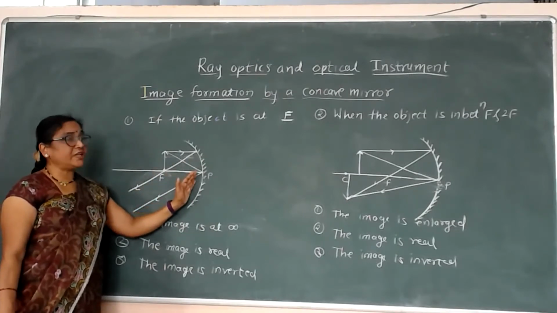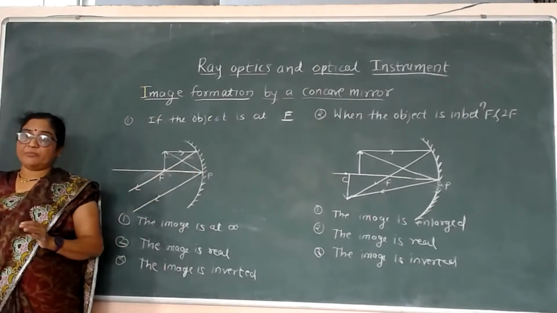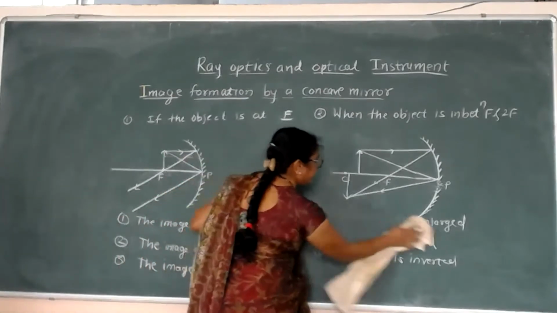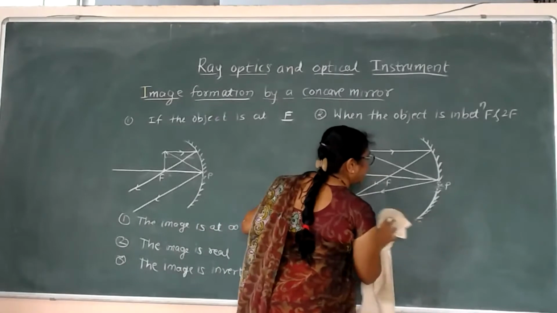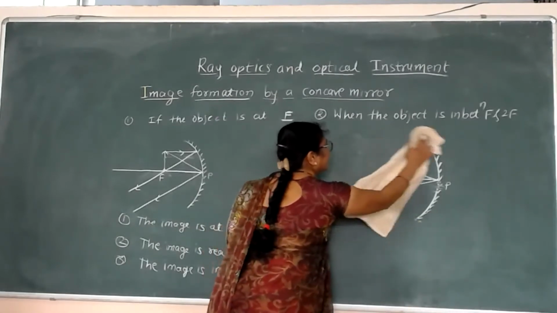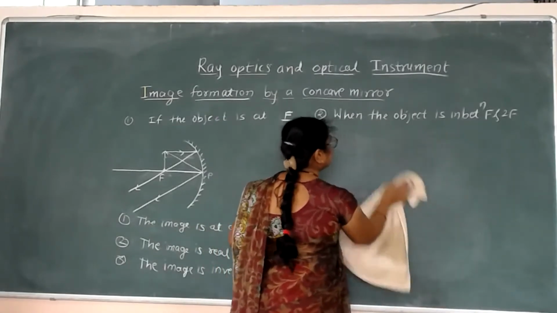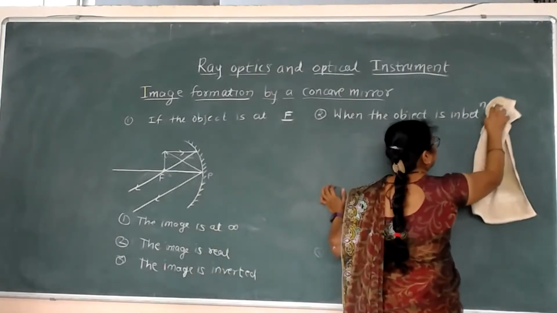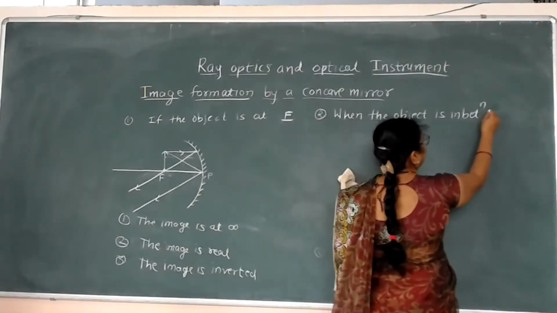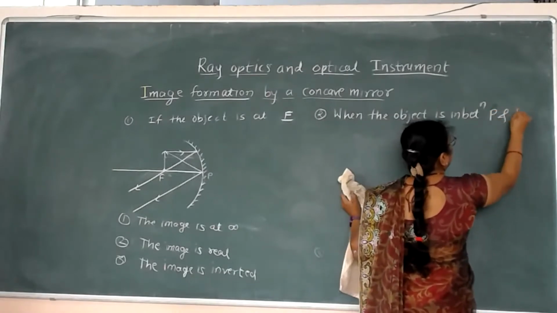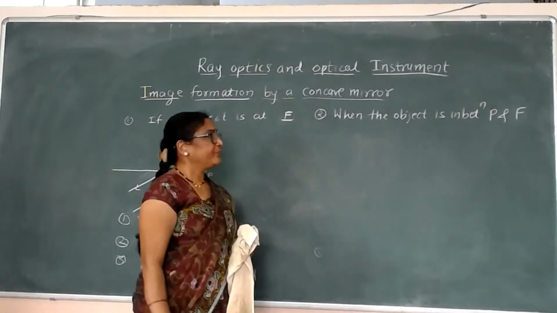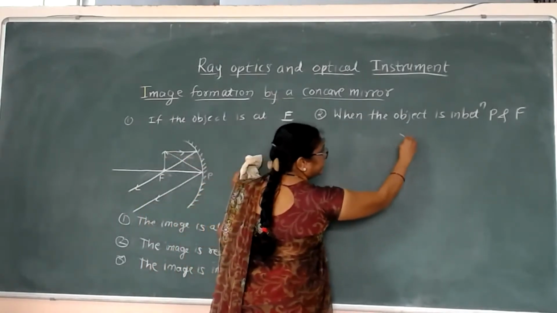But when the object is situated between the pole and the principal focus, see what type of image is found. Draw the figure.